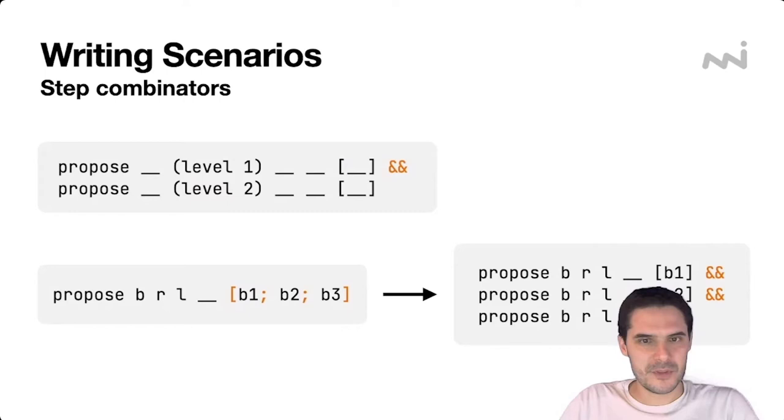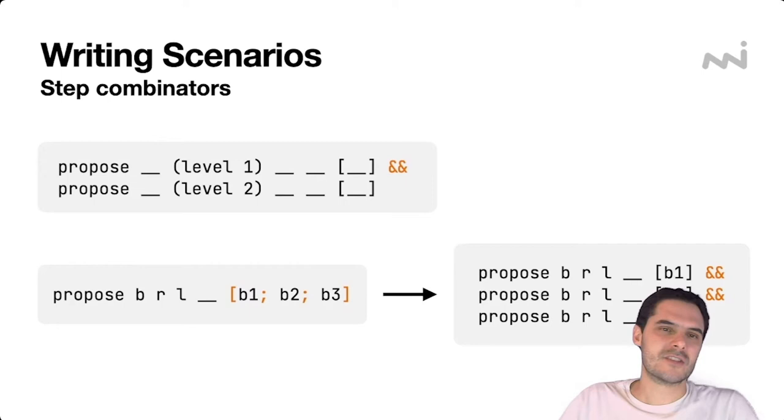And here is a combinator for the conjunction. So if I say I have a step, the first step here is a proposal at level 1, so it's a step that matches a proposal at level 1. Second one is a step that matches a proposal at level 2. And the conjunction of the two is a step which is matched whenever the first one is matched and the second one is matched in any order.